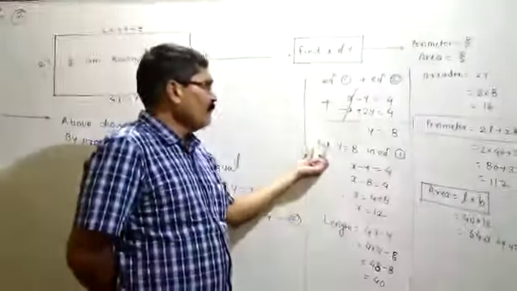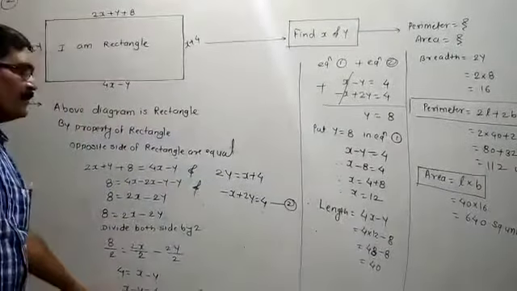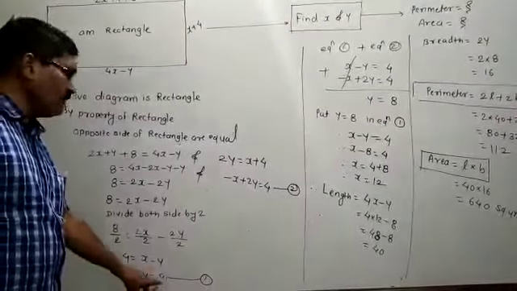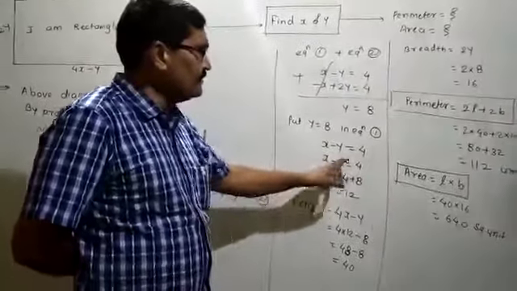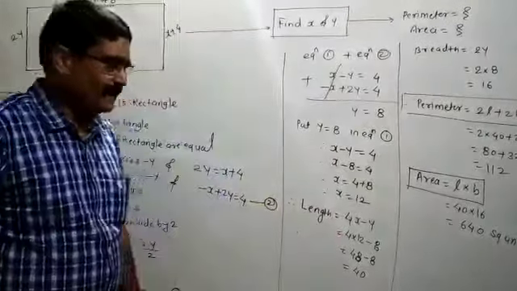Then put y is equal to 8 in any equation. I will put y is equal to 8 in the equation x minus y is equal to 4. Then you have to put the y value as 8. You have to shift this 8 to that side. x is equal to 12 will come.